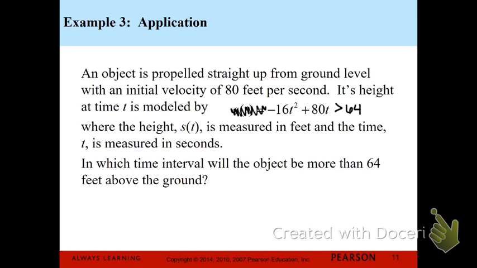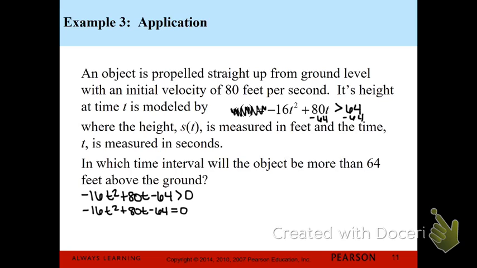Exactly how we would all the other ones. Just like we did example 1, what was our first step? Move the 64 over. So we end up with negative 16 t squared plus 80t minus 64 is greater than 0. Now what? Switch it to equal 0. Good. Okay. Now what do we do?